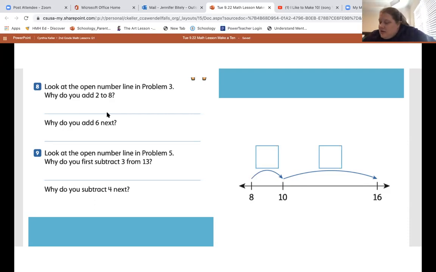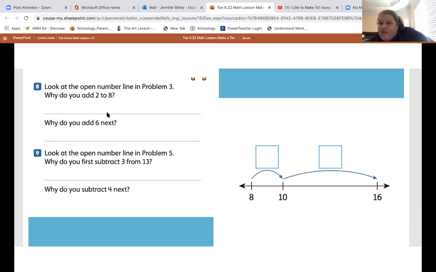Number 9, look at the open number line in problem 5. Why do you first subtract 3 from 13? What have we been talking about? We're trying to make a 10. So if we take 3 away from that 13, what do we get? 10. So you take 3 from 13, you get 10. So that's the first thing you do. It just makes it easier in our brains. And our brains go, yay! At least my brain does.